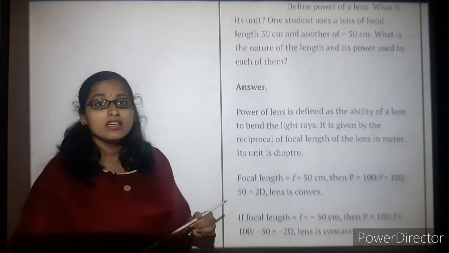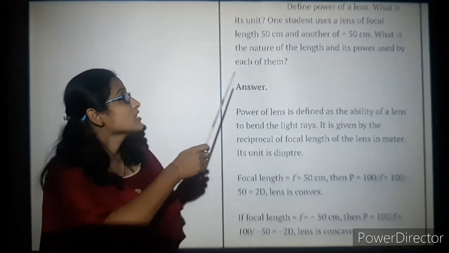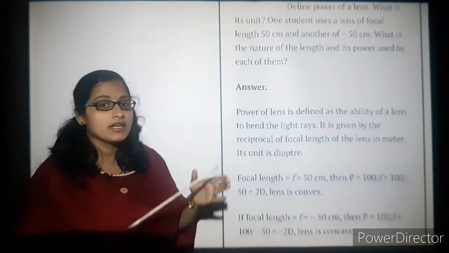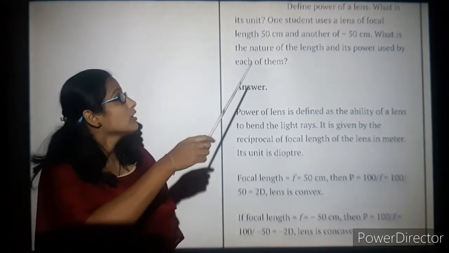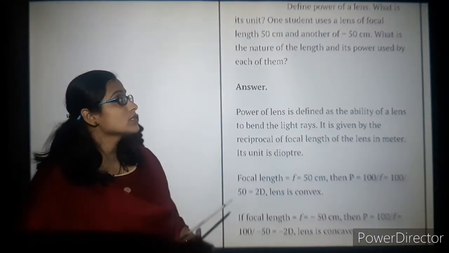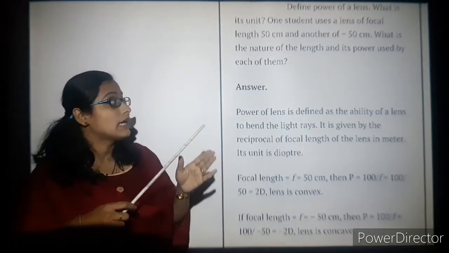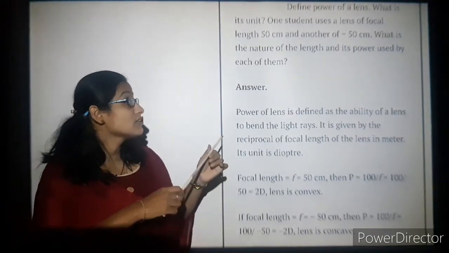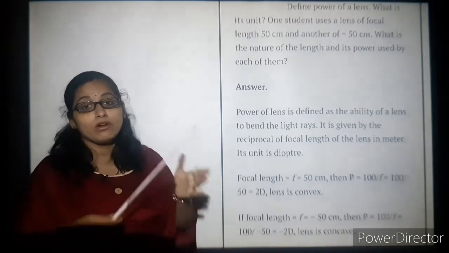Coming on to the next problem. Define power of a lens. What is its unit? You need to define the power of a lens and mention its unit. Also, one student uses a lens of focal length 50 centimeter and another uses minus 50 centimeters. What is the nature of the lens and the power used by each one of them?